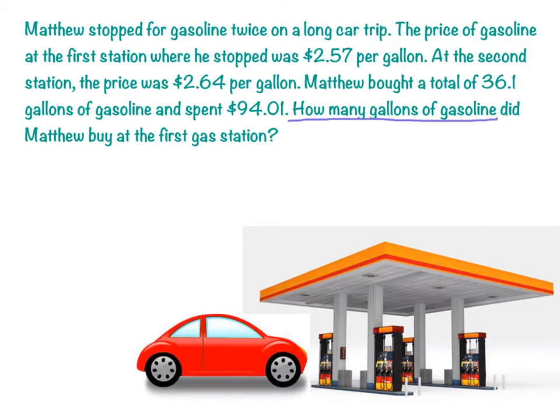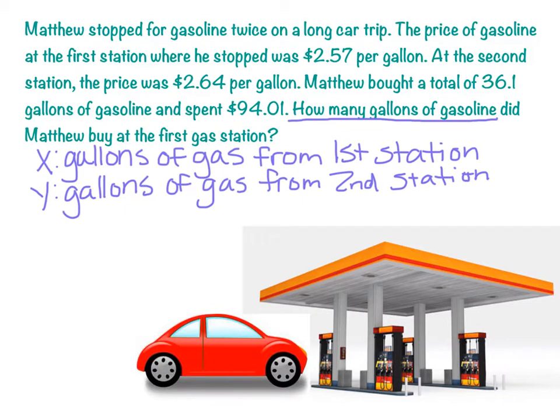So we need to have some variables. And I can't use G's for gallons because they're both gallons. So I'm going to go ahead and use an X and Y this time. And I'm going to let X be the gallons of gas from the first station and Y be the gallons of gas from the second station. Once again, notice how specific I am being. Gallons of gas. You can't just say gas because that could be how much gas. It could be the price of the gas. It could be lots of different things we don't know. So we need to be specific.